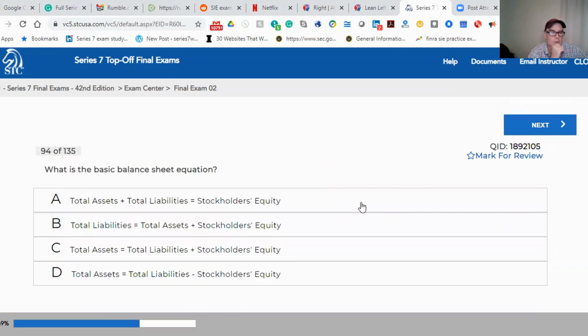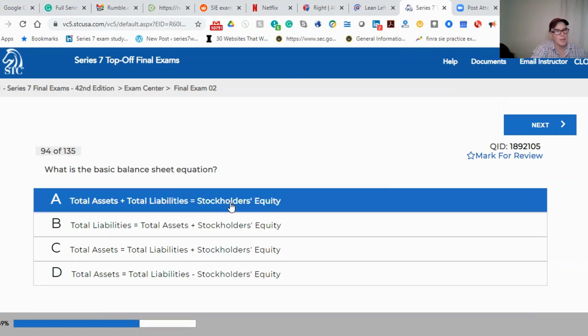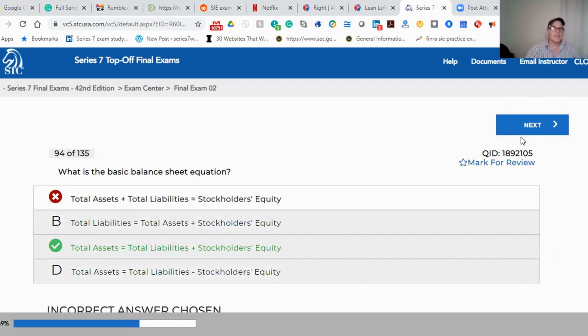What's the basic balance sheet question? Oh, I always hate this one. So it should be total assets. I always remember this. So stockholders' equity. Yeah, total liabilities plus total assets right here. There it is. Should be this one, I think. I always mess that up. Unless it's minus, and I'm going to screw this up. I get it wrong every time.